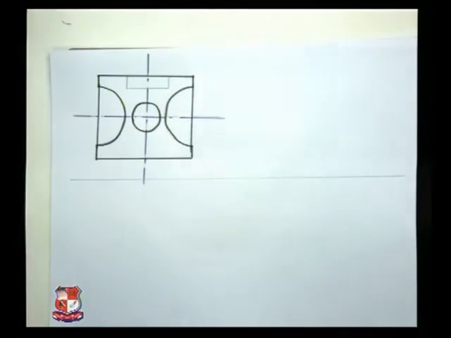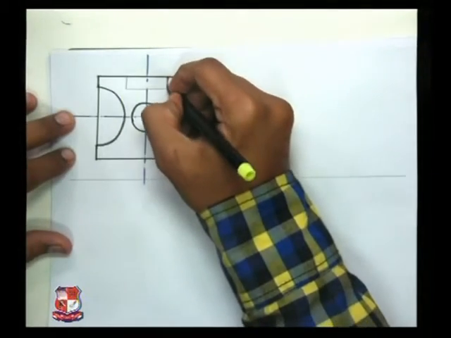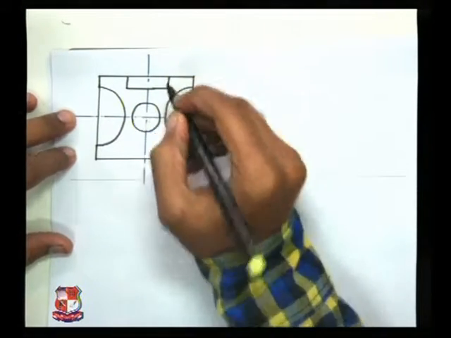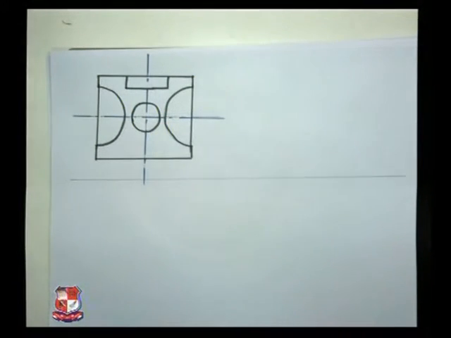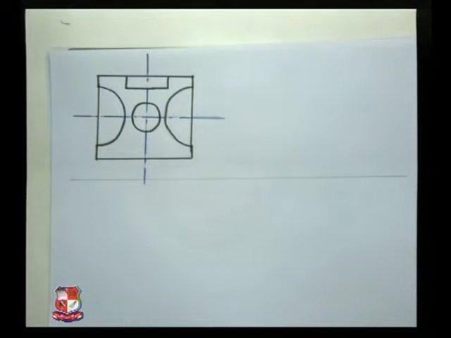This kind of slot is there in the front view as well. This kind of front view can be seen. Now it's time for the hidden lines.